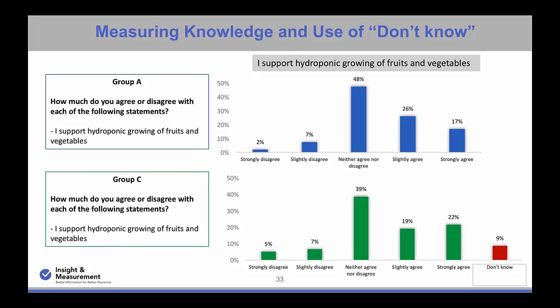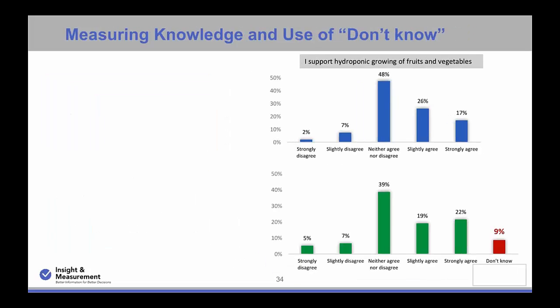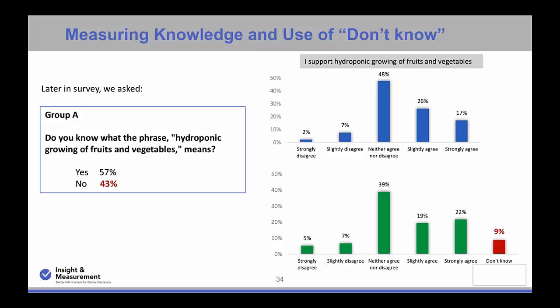We also asked another group the same question, but we allowed them to say don't know. So we just tacked on don't know over there on the side. And 9% of the people said don't know. I'm going to take these two charts and bring them to the next slide and show you something else. So that's what we saw. For that top group, which is in blue, we also asked them towards the end of the survey, do you know what the phrase hydroponic growing of fruits and vegetables means? And 43% said, no, I really don't.